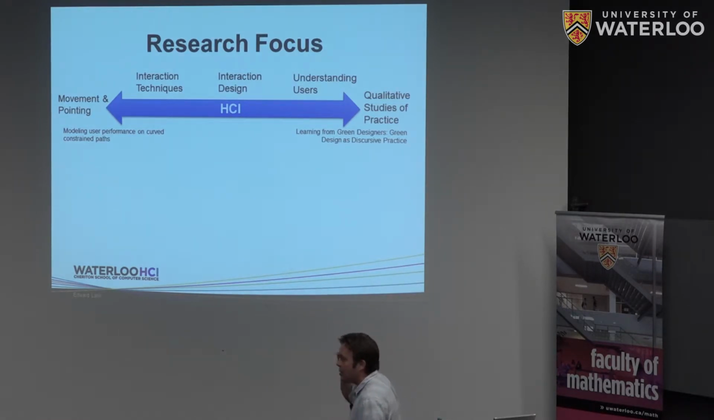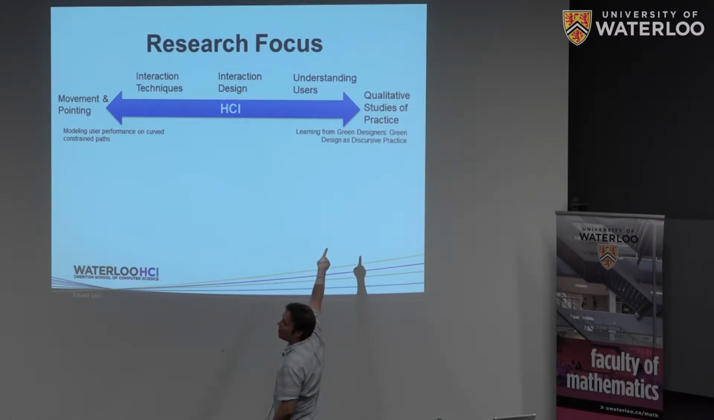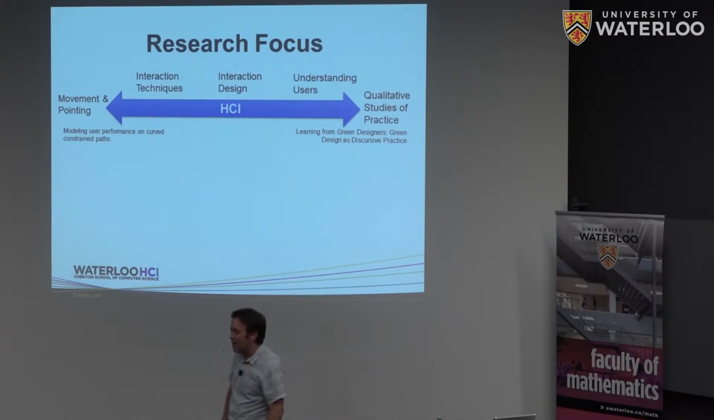I think most of us know HCI is a pretty broad field. It sort of spans all the way from low-level modeling of motion all the way up to more sociological, qualitative studies of design. The thing about me as a researcher is that I actually span that entire space in HCI. So there's a Chi 2017 and a Chi 2016 paper of mine right up there, and those are papers that I did with one of my students in each case. And they go from low-level models of user kinematics in touch-based interfaces along curved constrained paths, all the way up to learning from green designers, analyzing green design as a form of discursive practice. And this is essentially the full range of HCI, and it's all part of what I do.